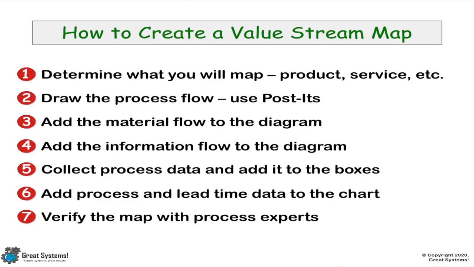The 5th step of the map creation process involves collecting process data, such as cycle times, inventory levels, and error rates, and adding that information to each process block. In doing so, you'll be completing your data boxes. Additional types of process data, such as material lead times, quick changeover icons, other icons, can then be added.